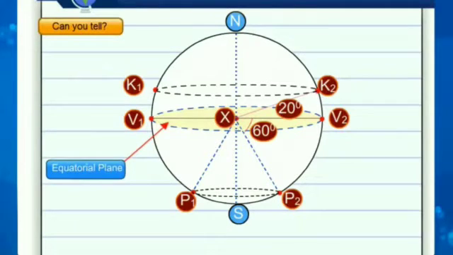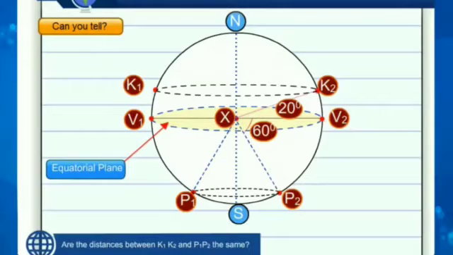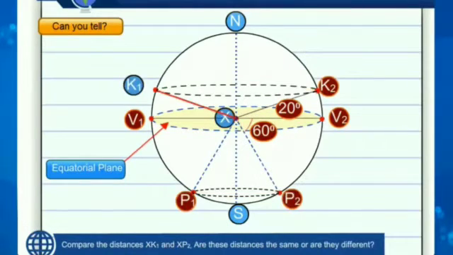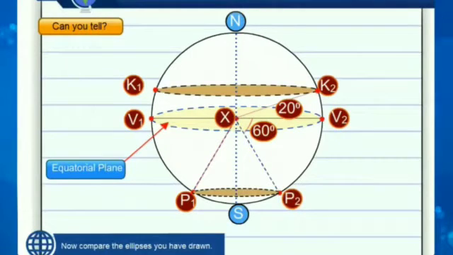Can you tell? Are the distances between K1, K2 and P1, P2 the same? Compare the distances XK1 and XP2. Are these distances the same or are they different? Now compare the ellipses you have drawn. Which is the larger ellipse? Why?